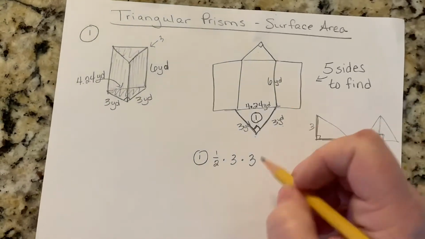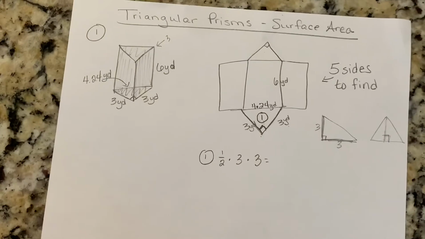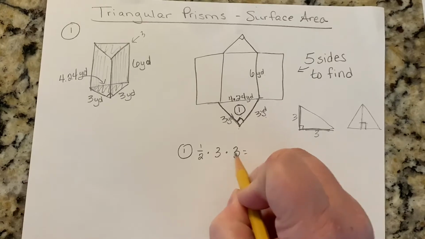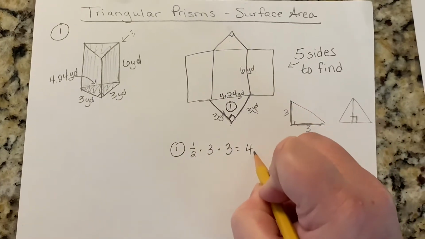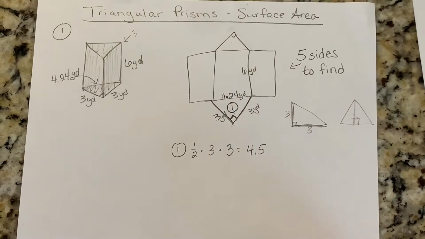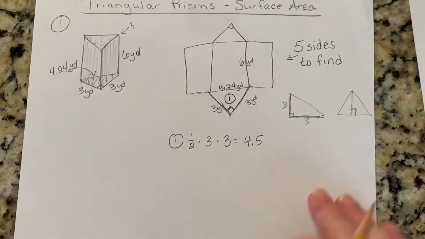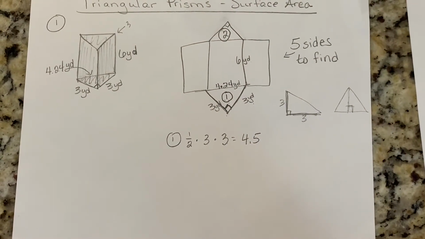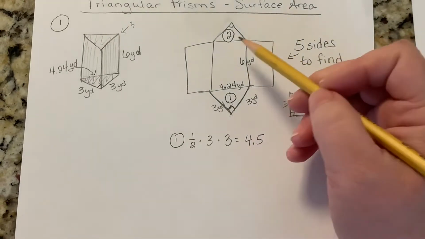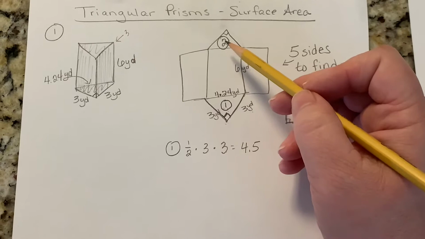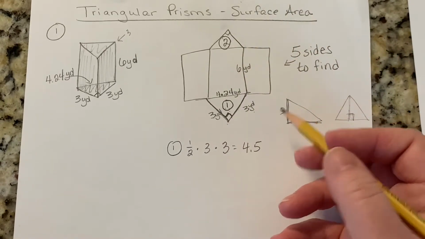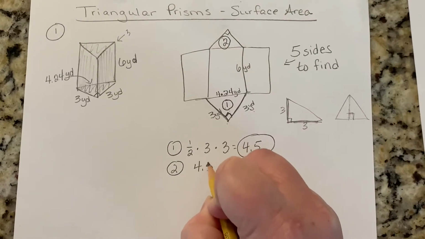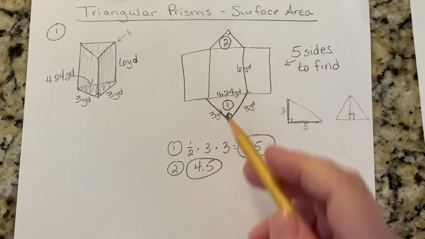Okay. So remember, when we're multiplying, it doesn't really matter the order we multiply in. So I'm going to multiply 3 times 3 first, and I get 9. And then half of 9 is 4.5. I'm going to use decimals for this because I know how much you love fractions. All right, so that's side 1. Now, side 2 is going to be really easy because it is exactly like the first side. So we don't really even have to do that one again. So side number 2 is also going to be 4.5. It's exactly the same measurements.